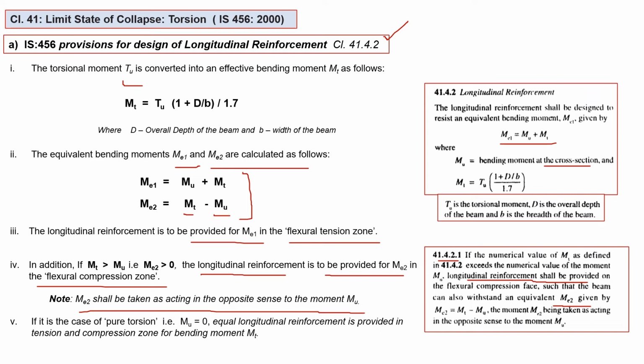So there is another case where MU is 0. If you are going to design that section where the flexural bending moment is 0, then we will say it is a case of pure torsion. That means only torsional moment is acting, not flexural moment. Then what we have to do, equal longitudinal reinforcement is provided in the tension and compression zone for bending moment MT. So based on the value of MT, we need to find out the area of steel, and that area of steel in equal amount we need to provide in compression as well as tension.